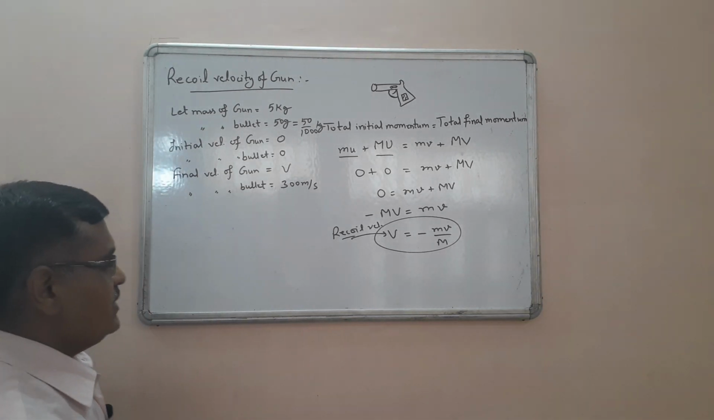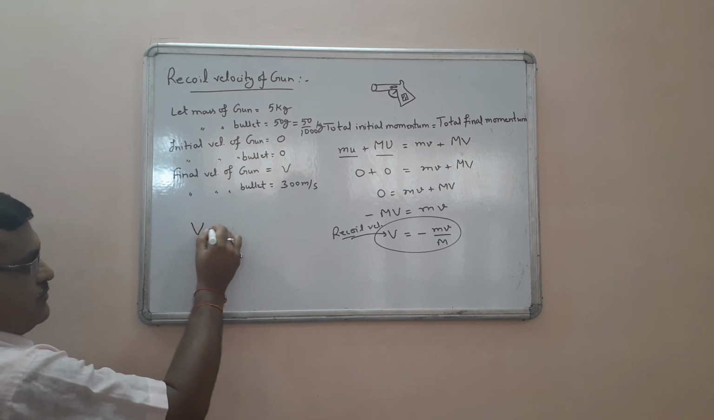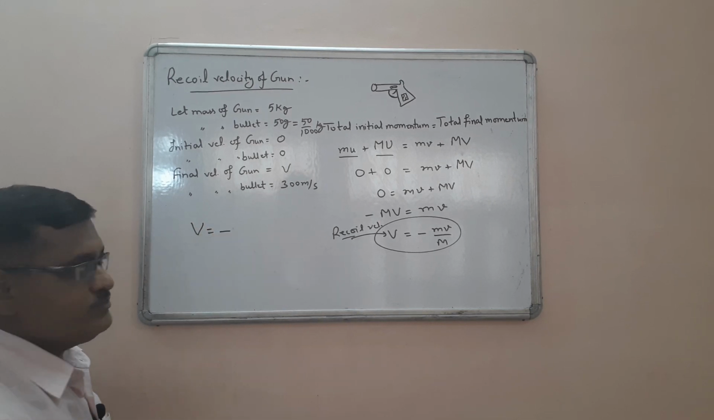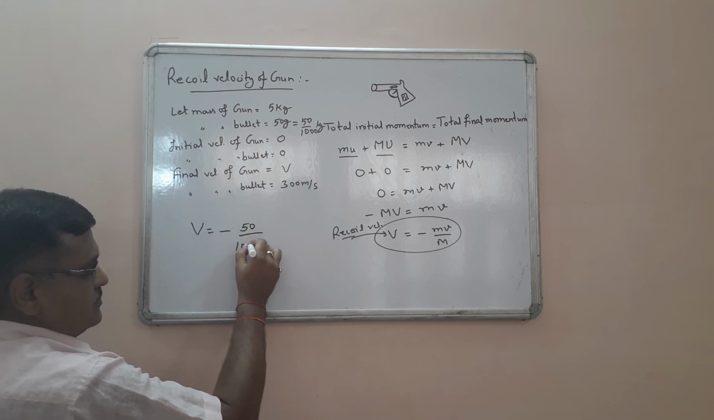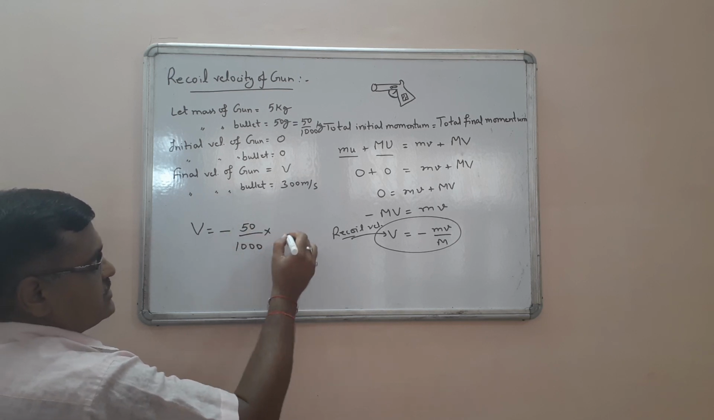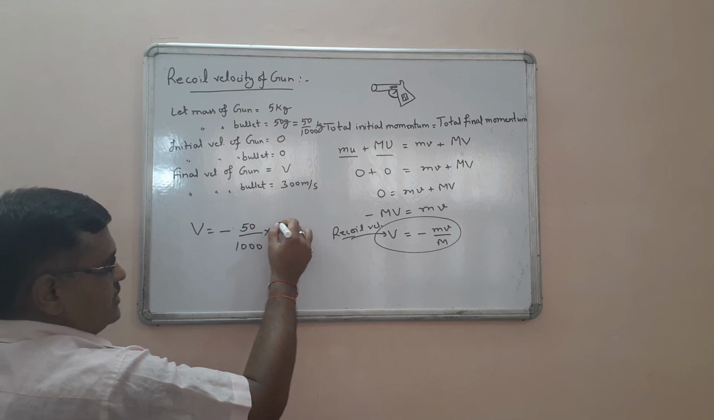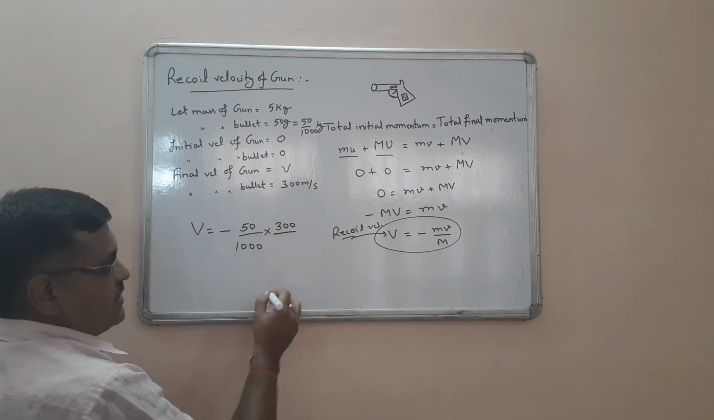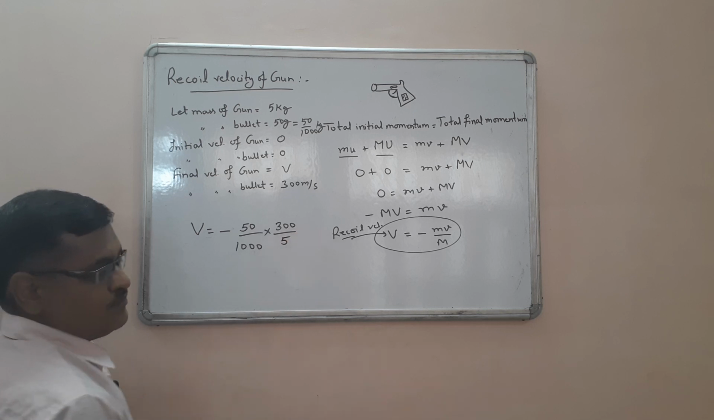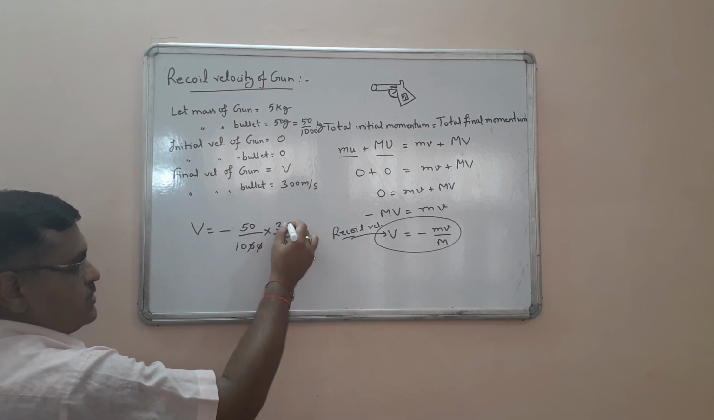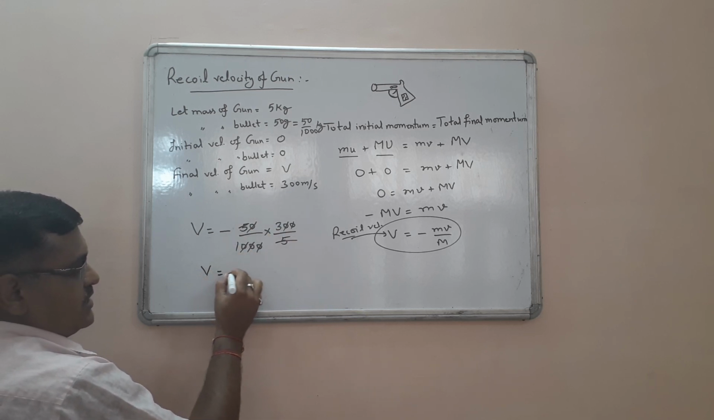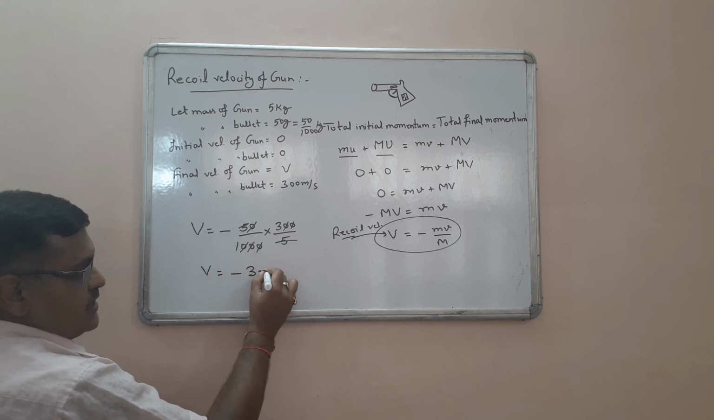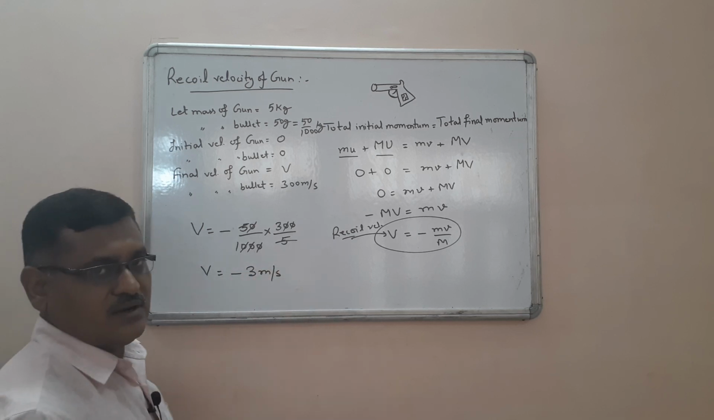Now putting all the values, I am getting capital V is equal to minus small m, which is 50 by 1000, multiplied by small v, which is 300, divided by capital M, which is 5. Now the 2 zeros cancel with these 2 zeros, this single 0 is cancelled by this, and 5 is cancelled by 5. So what am I getting? I am getting recoil velocity as minus 3 meter per second.